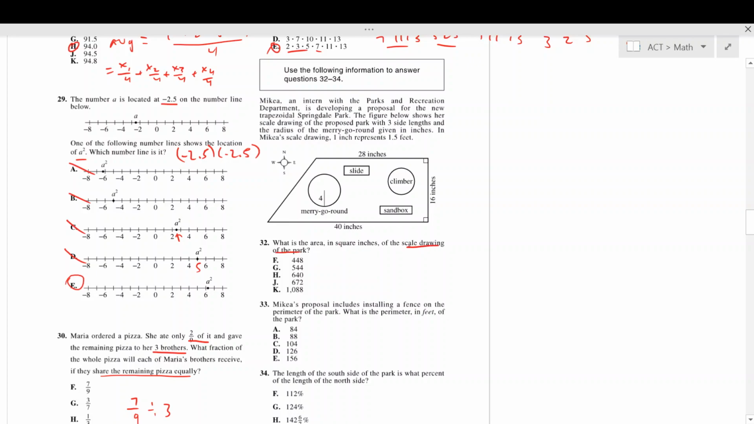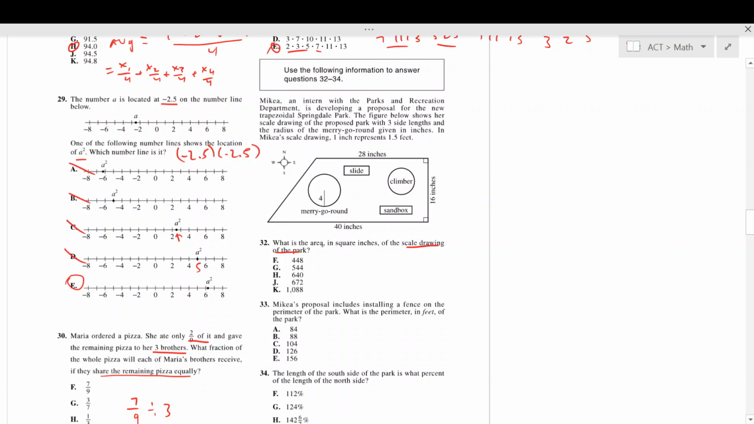What is the area in square inches of the scale drawing of the park? So this word, scale drawing, is something that I would pay really close attention to. I would know that this is only a scale drawing. That means these dimensions here aren't the actual dimensions of the actual park. The ACT wouldn't put the word scale in for no reason. There's probably going to be a question that tests the knowledge that it's a scale drawing. So this isn't the actual dimensions, it's just a scaled down or scaled up version.